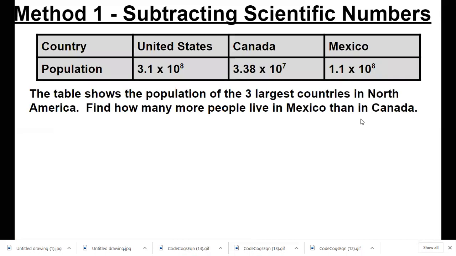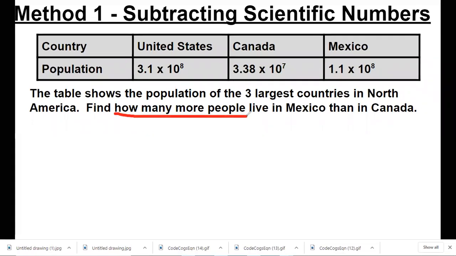This time we want to use the same table, but we want to find how many more people live in Mexico than in Canada. When you see how many more, that is a key phrase for word problems that mean to subtract. So we want to find how many more people live in Mexico than in Canada.